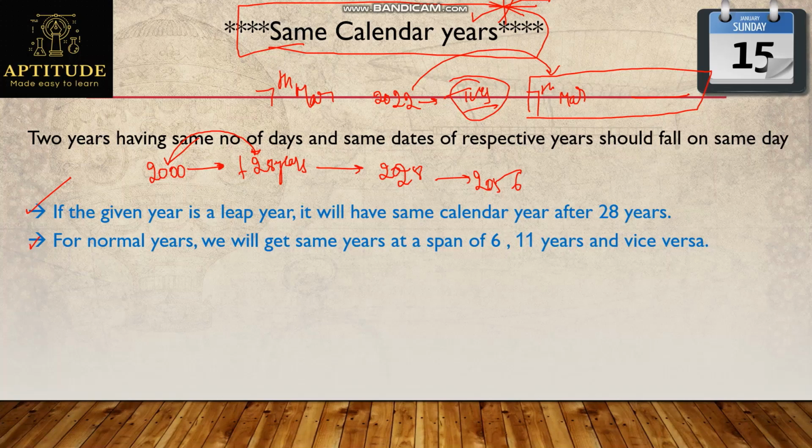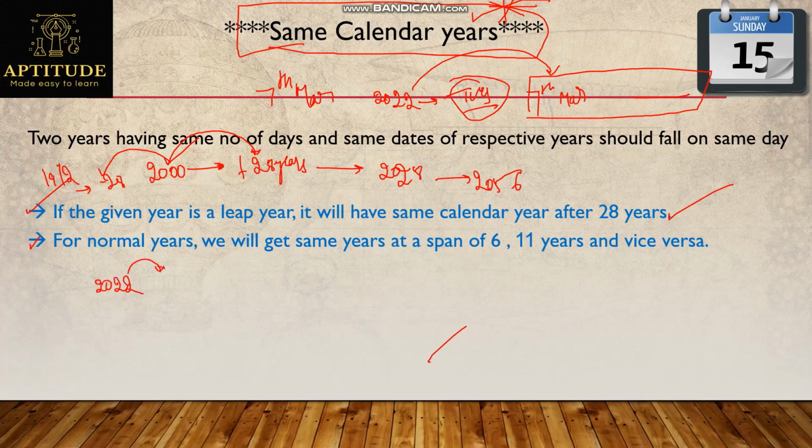So 2000 minus 28, if I want the previous case, that is 1972. So 1972 will be the same as 2000. 2000 will be the same as 2028. 2028 will be the same as 2056. Like this, if it is a leap year, this rule holds. Otherwise, if it is not a leap year, if it is a normal year, for example, consider 2022.